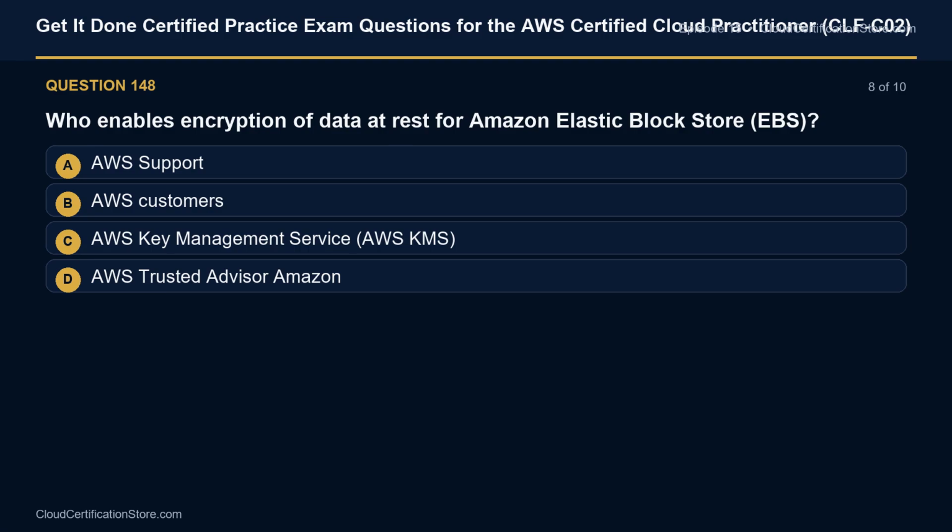Question 148. Who enables encryption of data at rest for Amazon Elastic Block Store, EBS? Option A, AWS Support. Option B, AWS customers. Option C, AWS Key Management Service, AWS KMS. Option D, AWS Trusted Advisor.